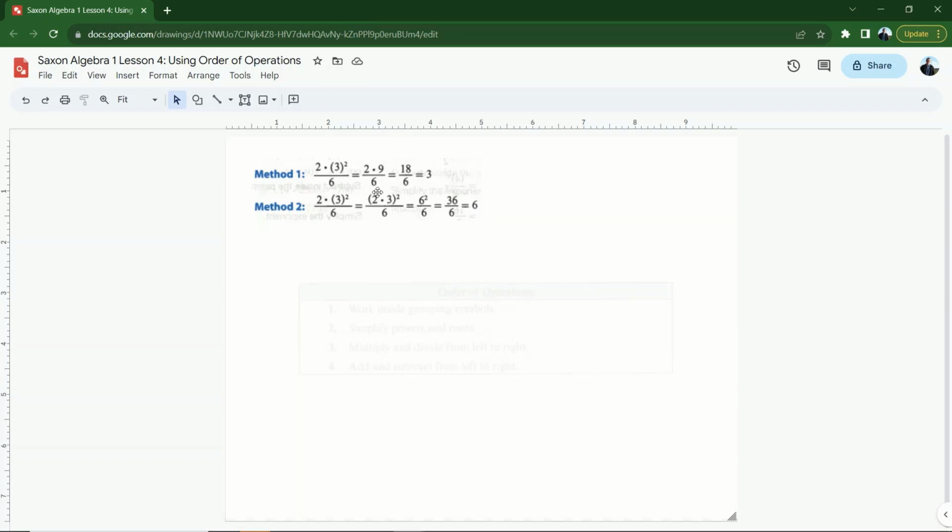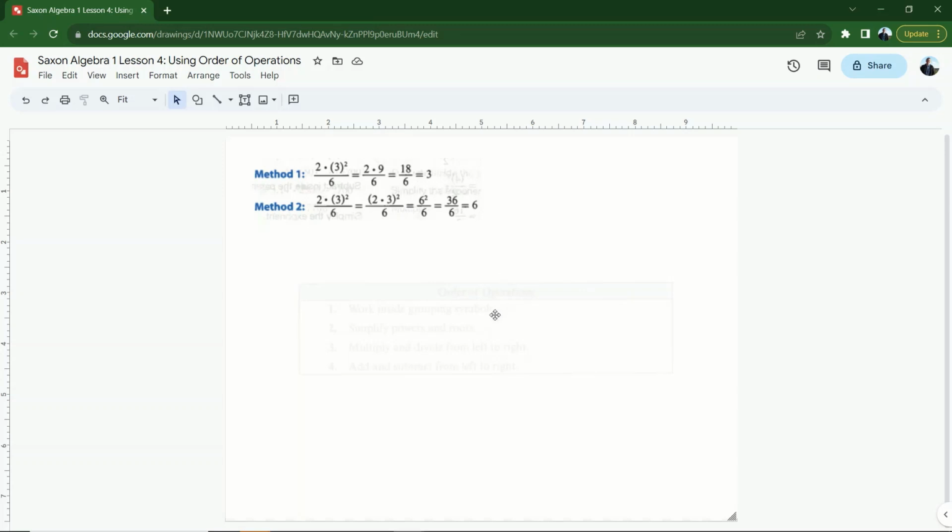All right, so here it is. Notice the second step here. I simplified 3 squared first in method 1. Method 2, I multiplied 2 times 3 before I squared it. And if you think about what happens when you square things, how you multiply by that same number twice, it's going to make a big difference if I'm squaring 3 or if I'm squaring 6. And that's what leads to the difference in results here.